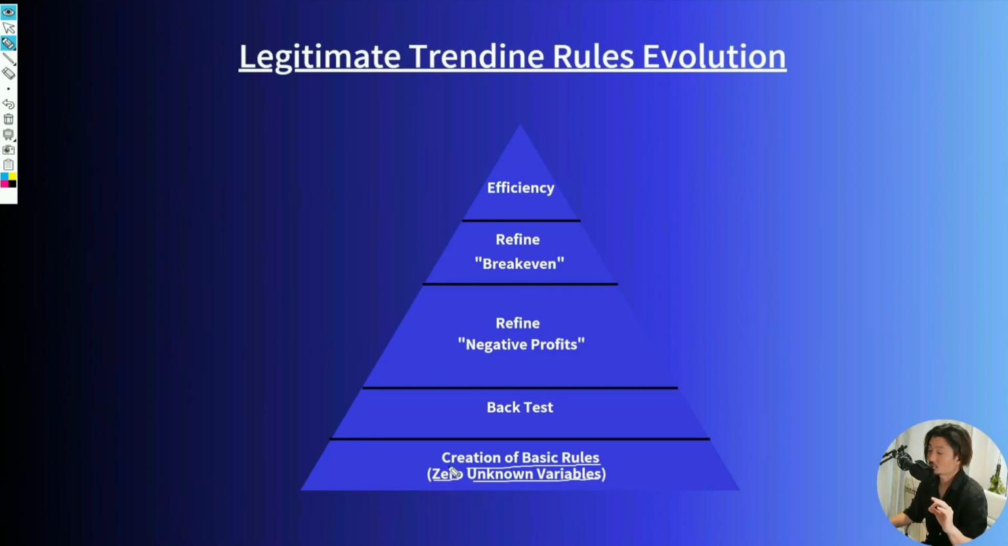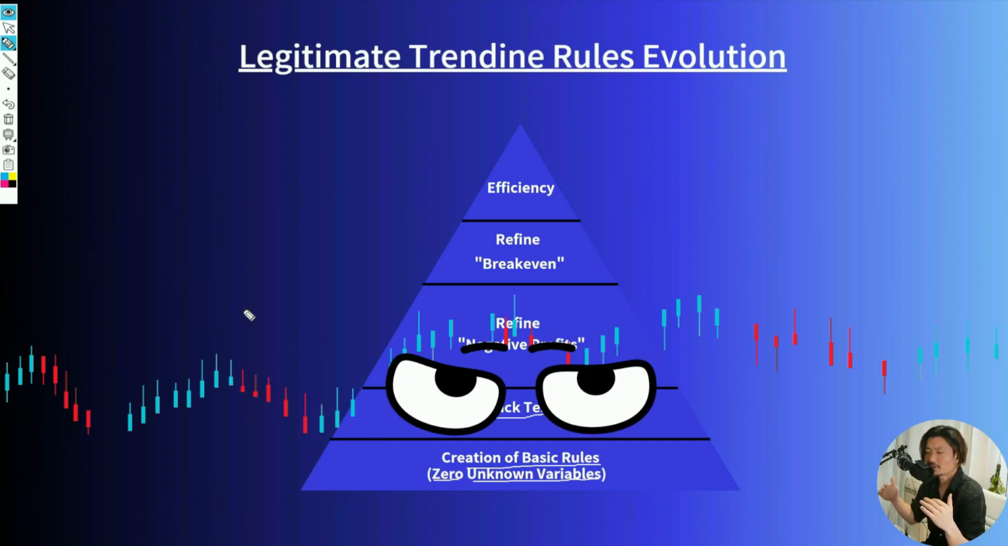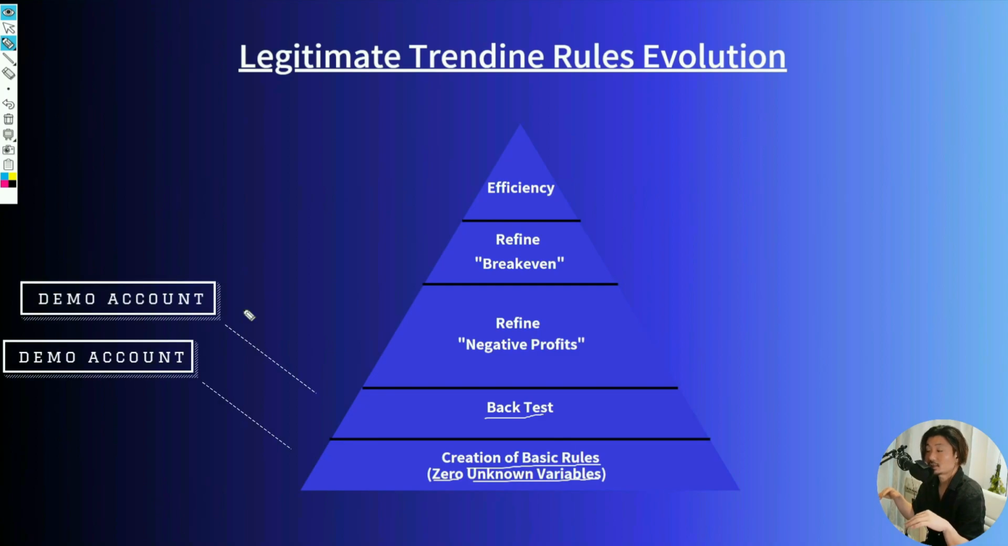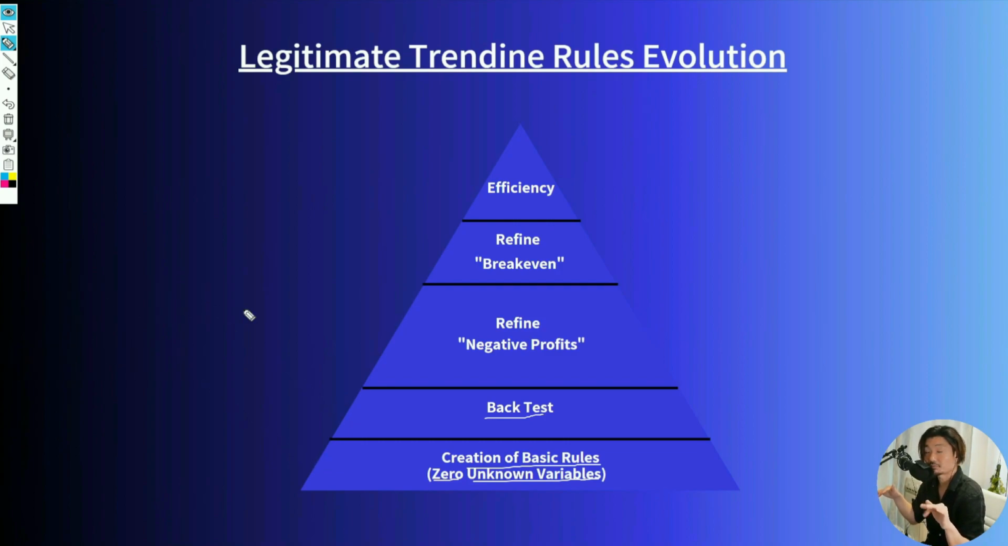So first you go through the creation of basic rules, and then we go on to the backtesting phase. Now in this backtesting phase, that's when we use historical data and apply the basic rules that we just created in order to see if the basic rules are even worth refining or not. Okay. Now in the creation of basic rules and backtesting phase, we want to use a demo account, because there's no merit to actually putting real money into these phases. Okay. Then we go on to the refinement phase.